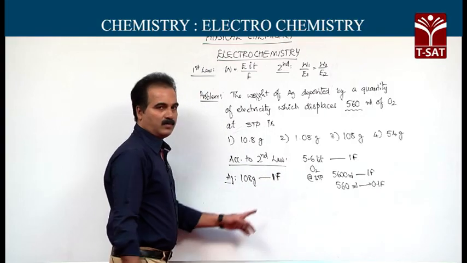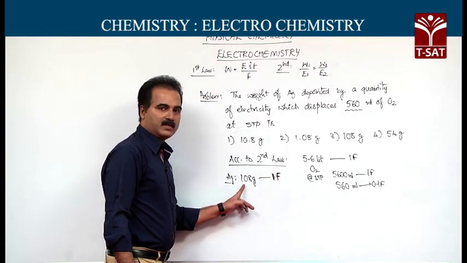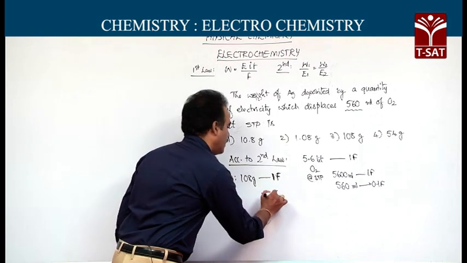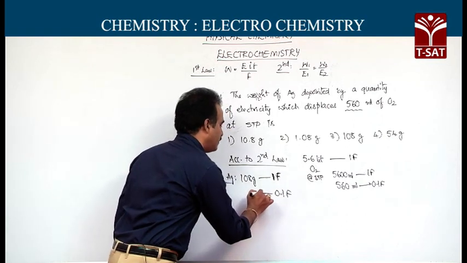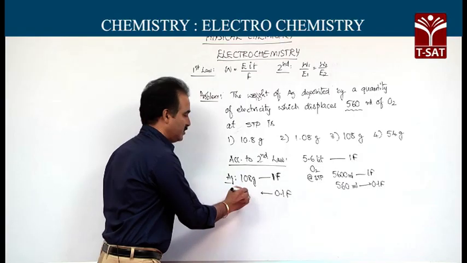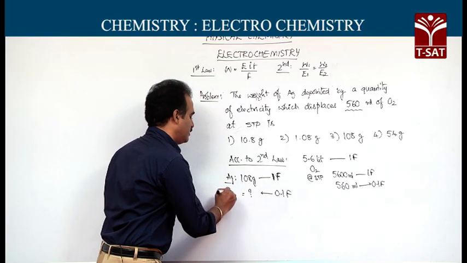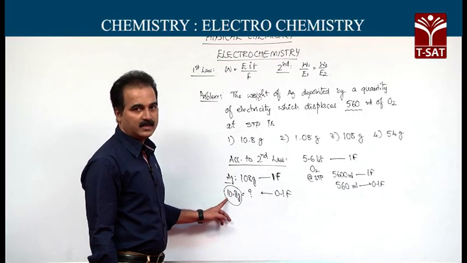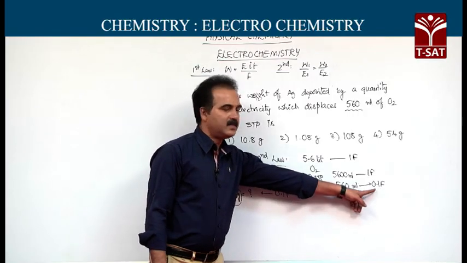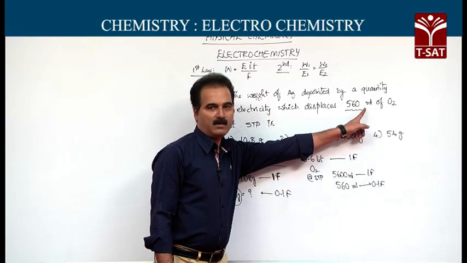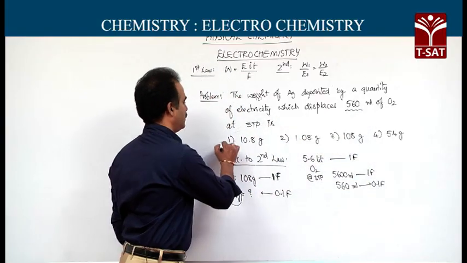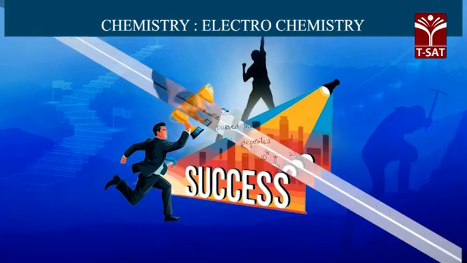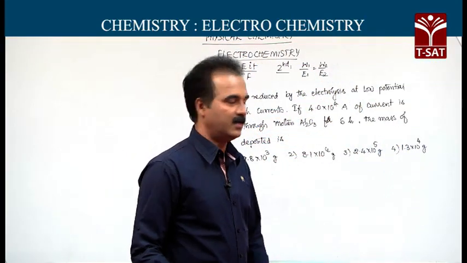According to the rule, 1 Faraday will deposit 1 gram equivalent weight, and as we are using 0.1 Faraday, it will deposit 10.8 grams. So, 10.8 grams will be deposited during the liberation of 560 ml of oxygen. So, let us do one more problem which is based on Faraday's first law.